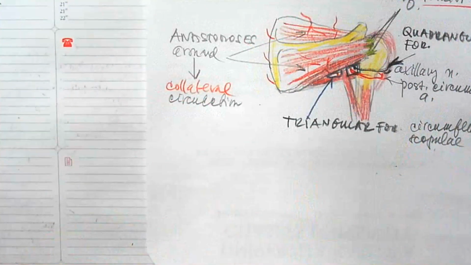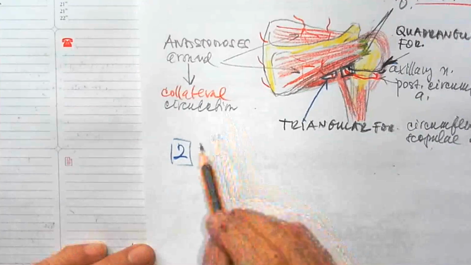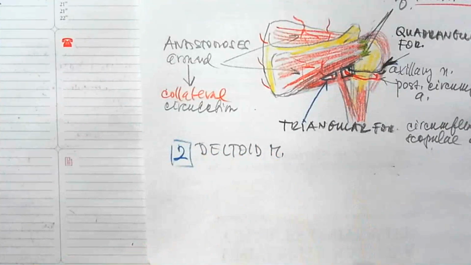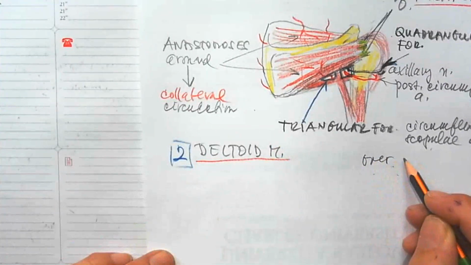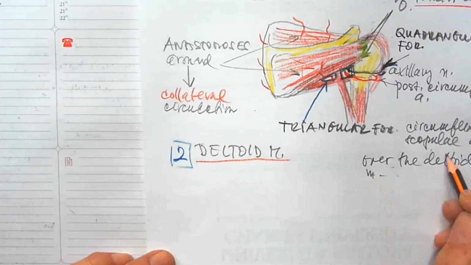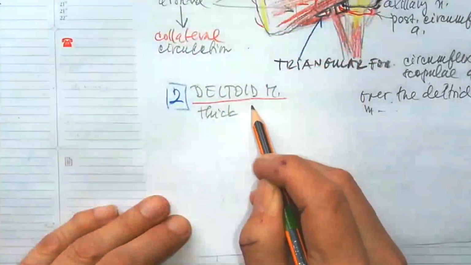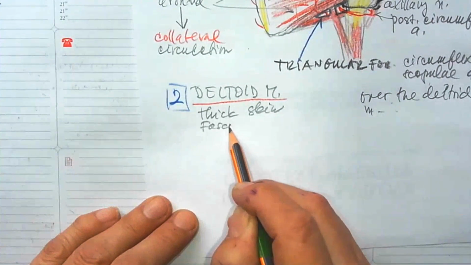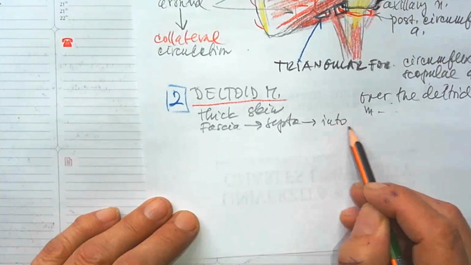So the second region is the deltoid region. We said that the deltoid muscle is a large muscle, relatively strong, covered by the fascia. Again, this region is over the deltoid muscle, and we remember that in this region is relatively thick skin. If we dissect it, we see thick skin. Then fascia is also relatively thick and forms the septa. The septa pass into the muscle.